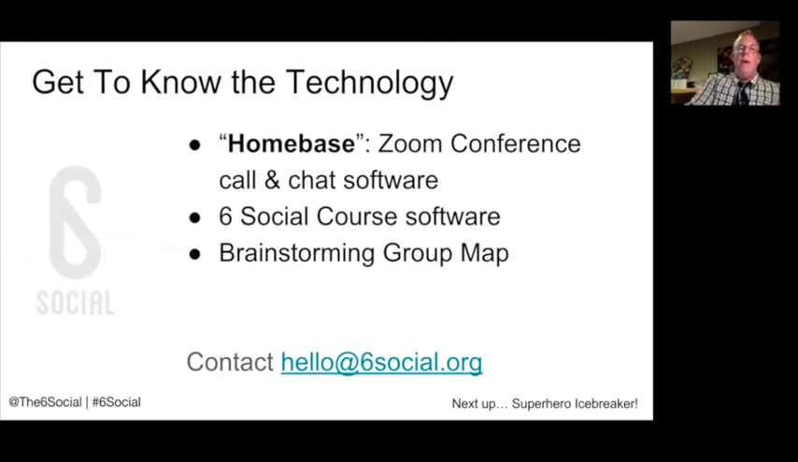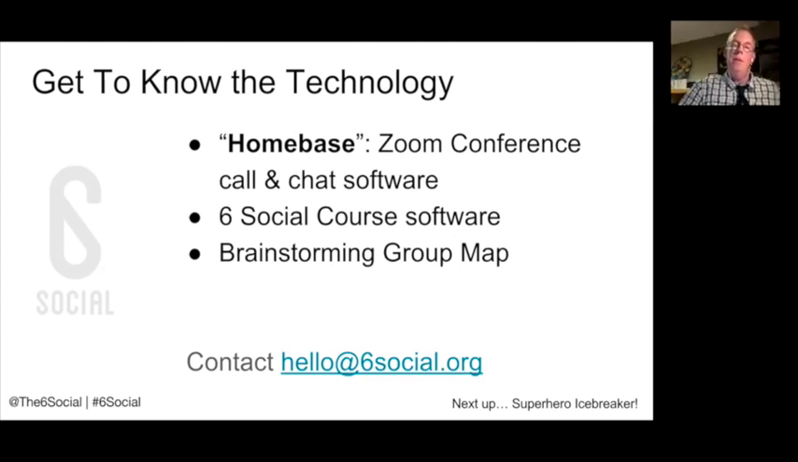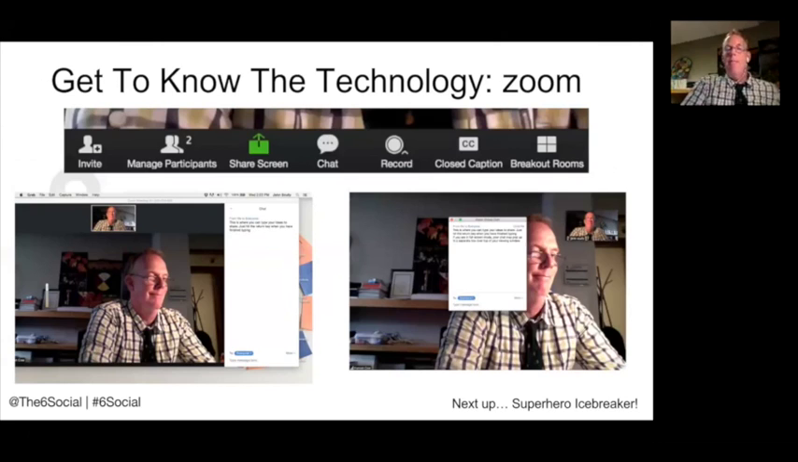We're going to be exploring and using 3 different forms of technology tonight. You're already on Zoom, and let's consider Zoom to be our home base. It'll be the thing that we'll be interacting with visually and also chatting with. We'll also be going to the 6 social course software, which some of you might have had a quick peek around if you've seen that social innovation video. And last, we'll be using a brainstorming app that you might want to use in some of your educational settings, called Group Map, and we'll be doing some brainstorming on that.